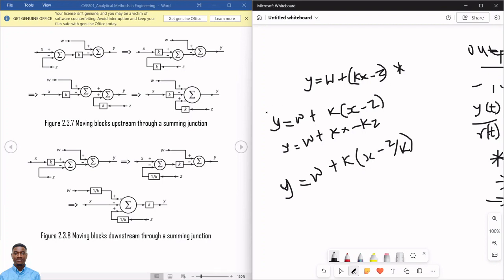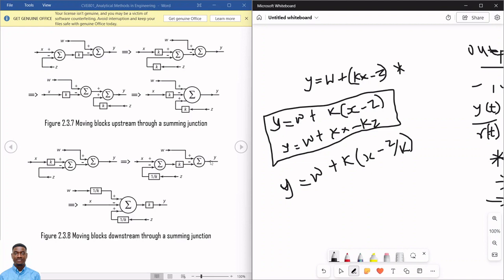You understand? But if I went the route of just moving the block, the k, over the sum junction, without putting it on any of these lines again, this is the model I will be getting, which is not the same as this. So I have to find a way to make it the same. The only way that it can be the same is if I have z over k, so that when I open these brackets, I will have kx minus z, just like I have here. So that means on the signal line of z, I must put 1 over k there. That is why you have this 1 over k on this very line.